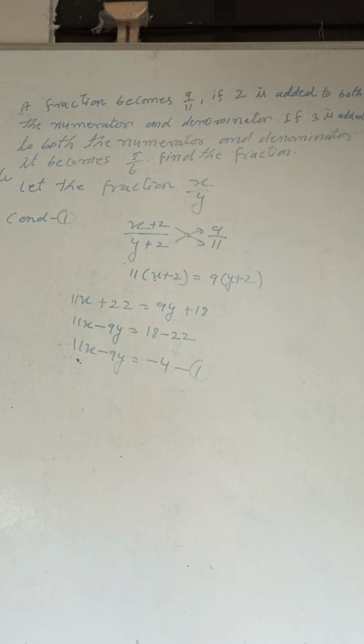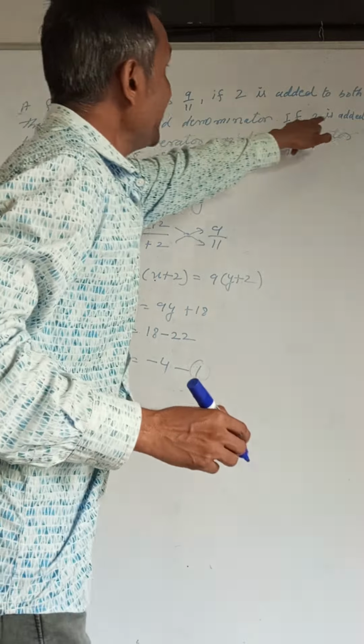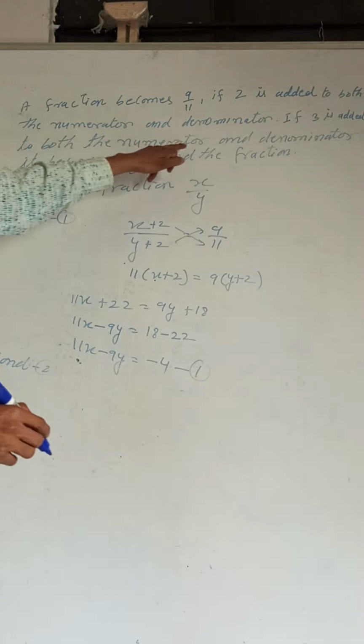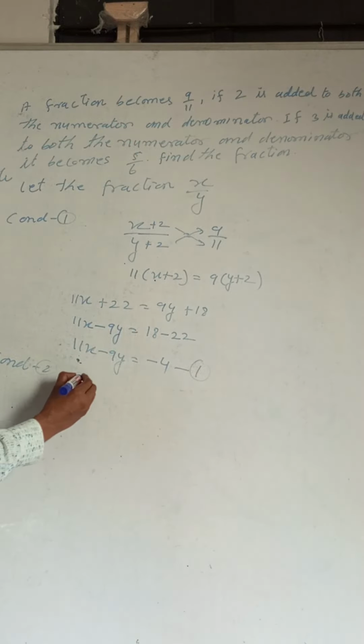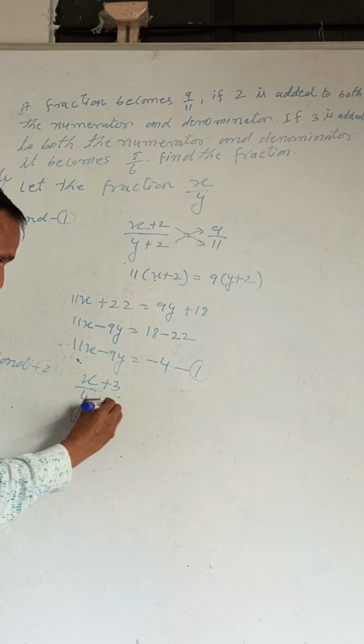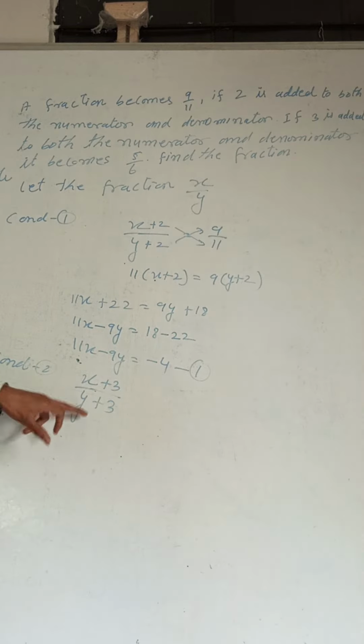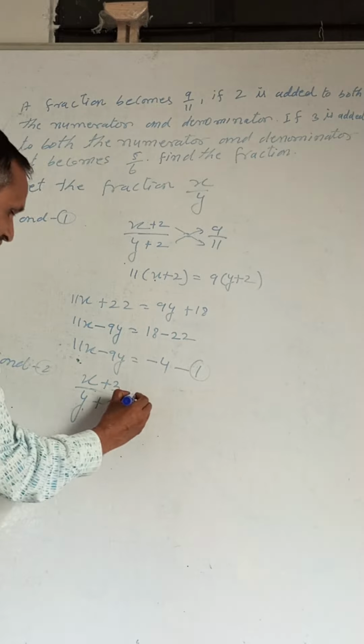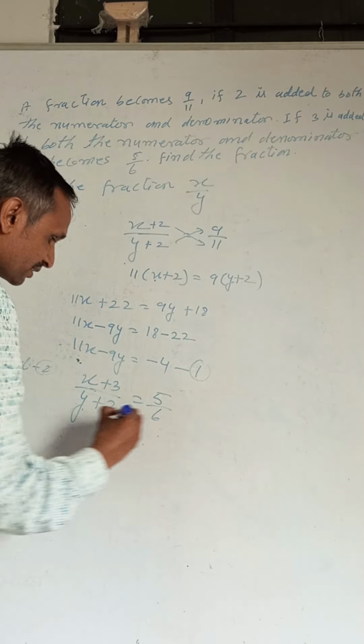Now in the second case, what is the condition number 2? If 3 is added to both the numerator and denominator, what is the fraction? The fraction is x by y. 3 is added to the numerator and also the denominator. It becomes 5 by 6.